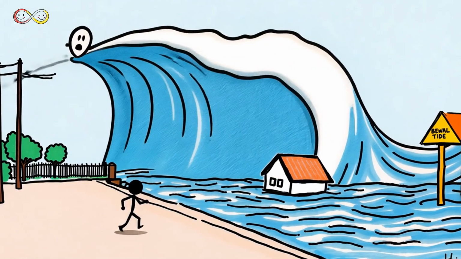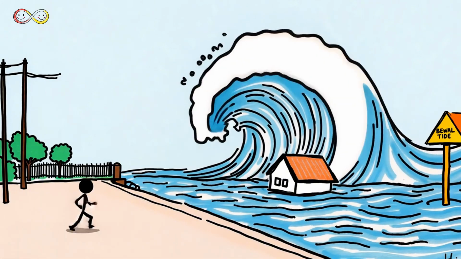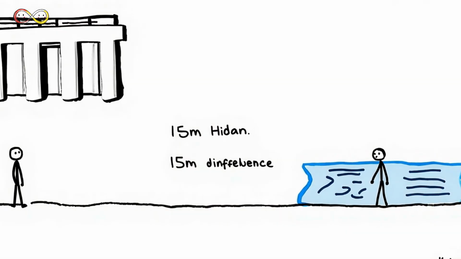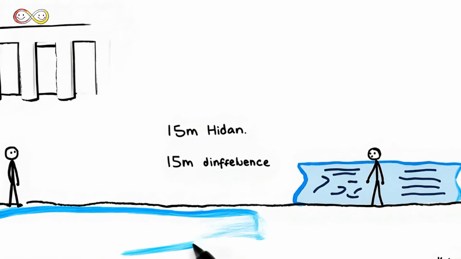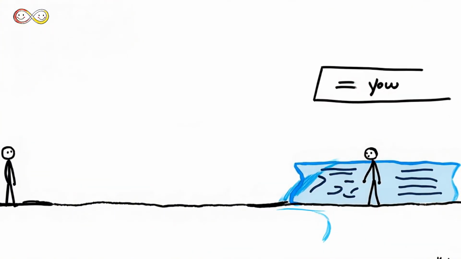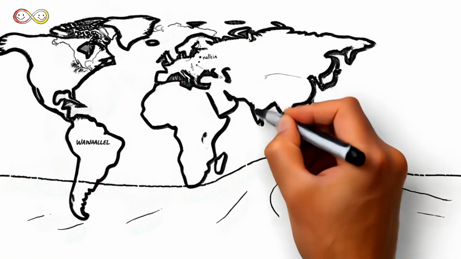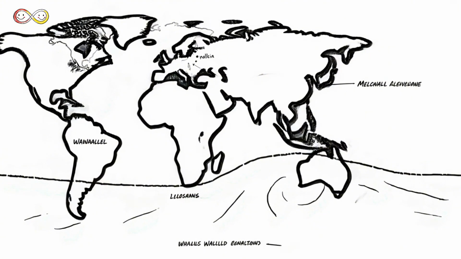In some places, fast-moving tides create huge waves that can flood streets and houses. The Bay of Fundy in Canada has the highest tides in the world. The water level changes by more than 15 meters every day. No matter where you live, the tides affect us all. From the food we eat to the energy we use, the ocean is always moving, shaping life on Earth.